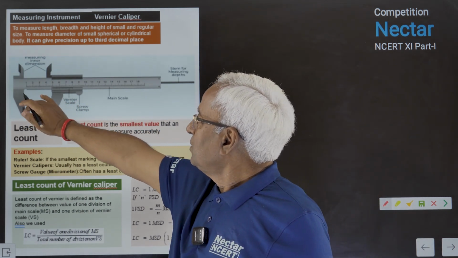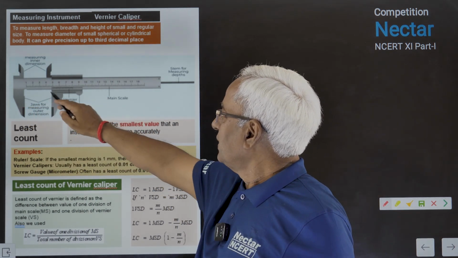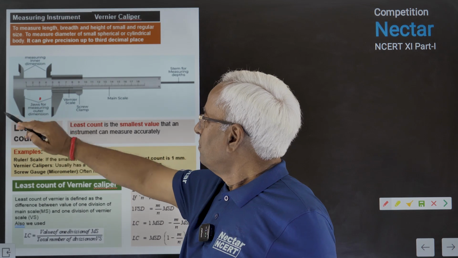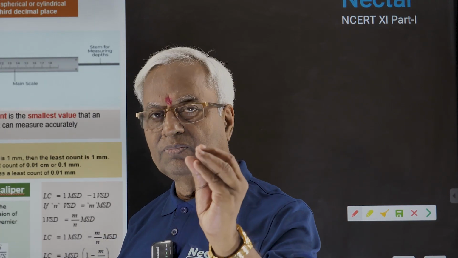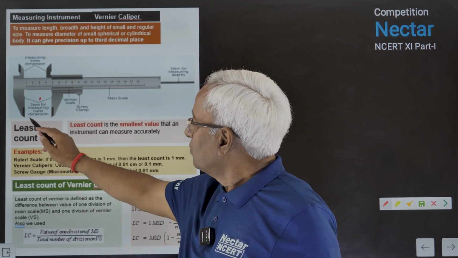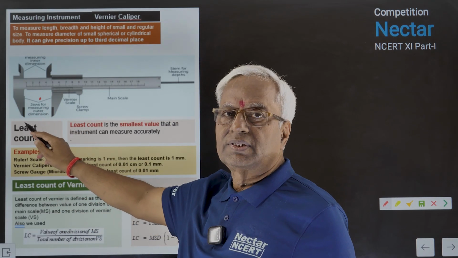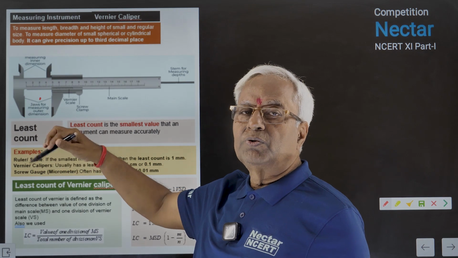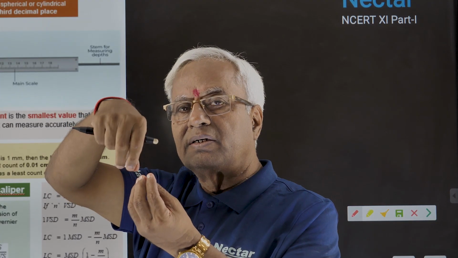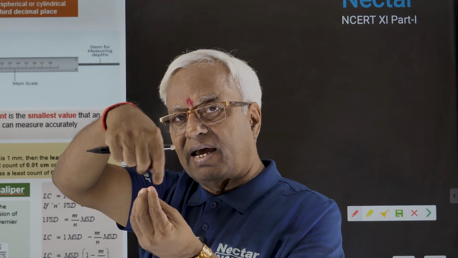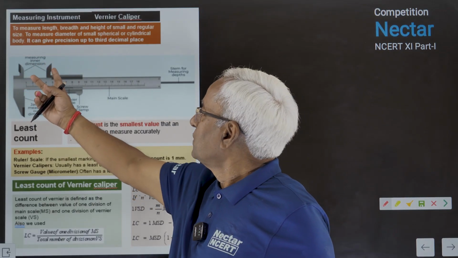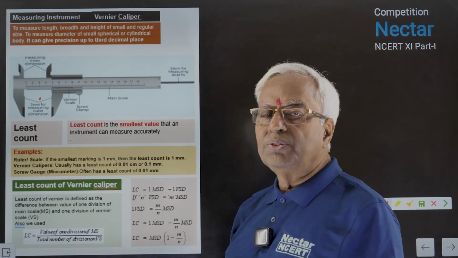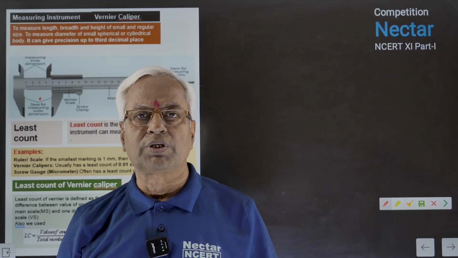This has been clearly shown here. For measuring the outer dimension of some cylinder, the lower jaws are used. If you want to measure the inner dimension, the inner diameter of some cylinder or pipe or tube, you'll use the upper portion. In this instrument, there are 2 scales.